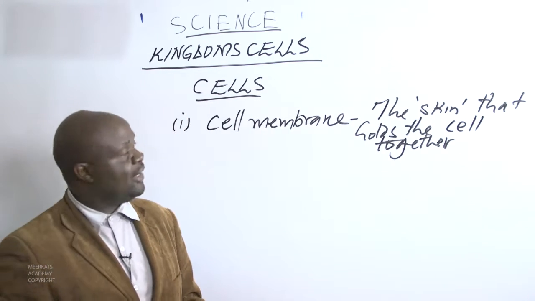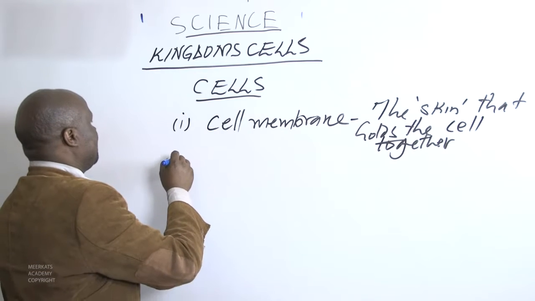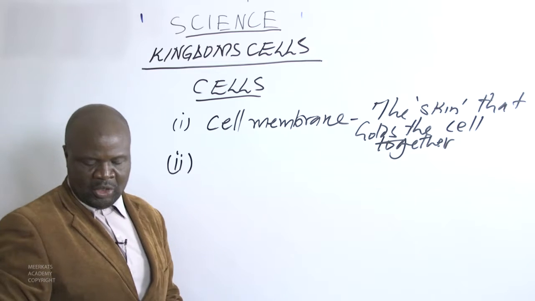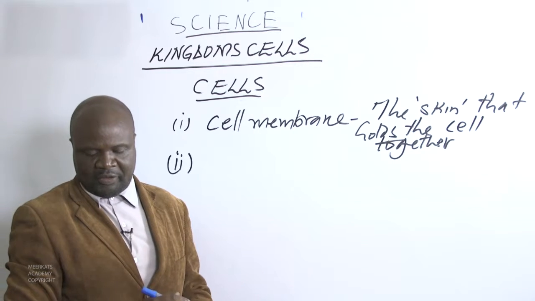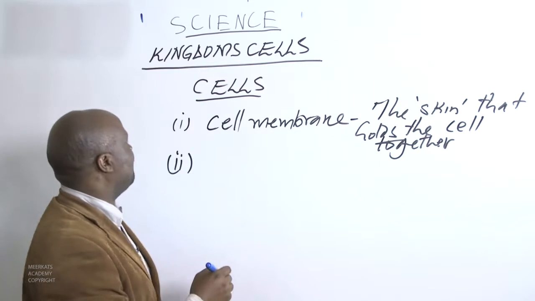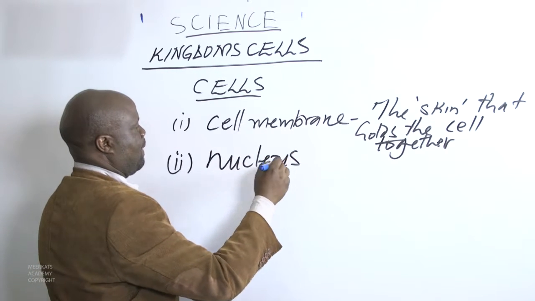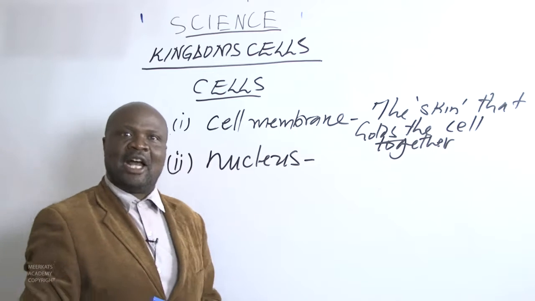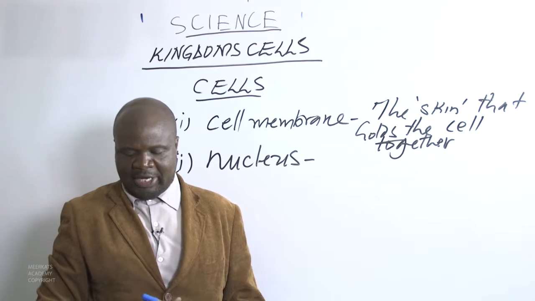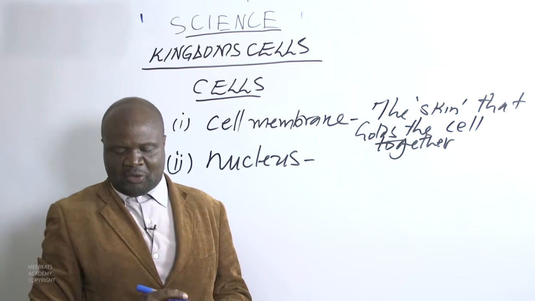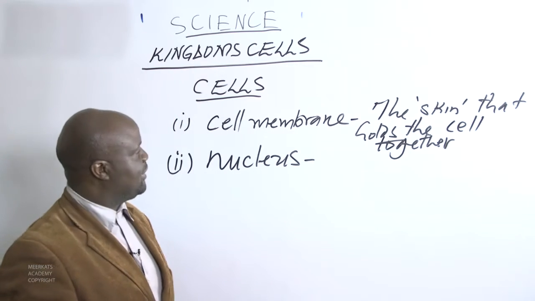Another common feature among the cells in all the kingdoms, in all living organisms, is that the cells have a nucleus. All the cells have a nucleus. What is the nucleus? The nucleus is the control center of these cells.